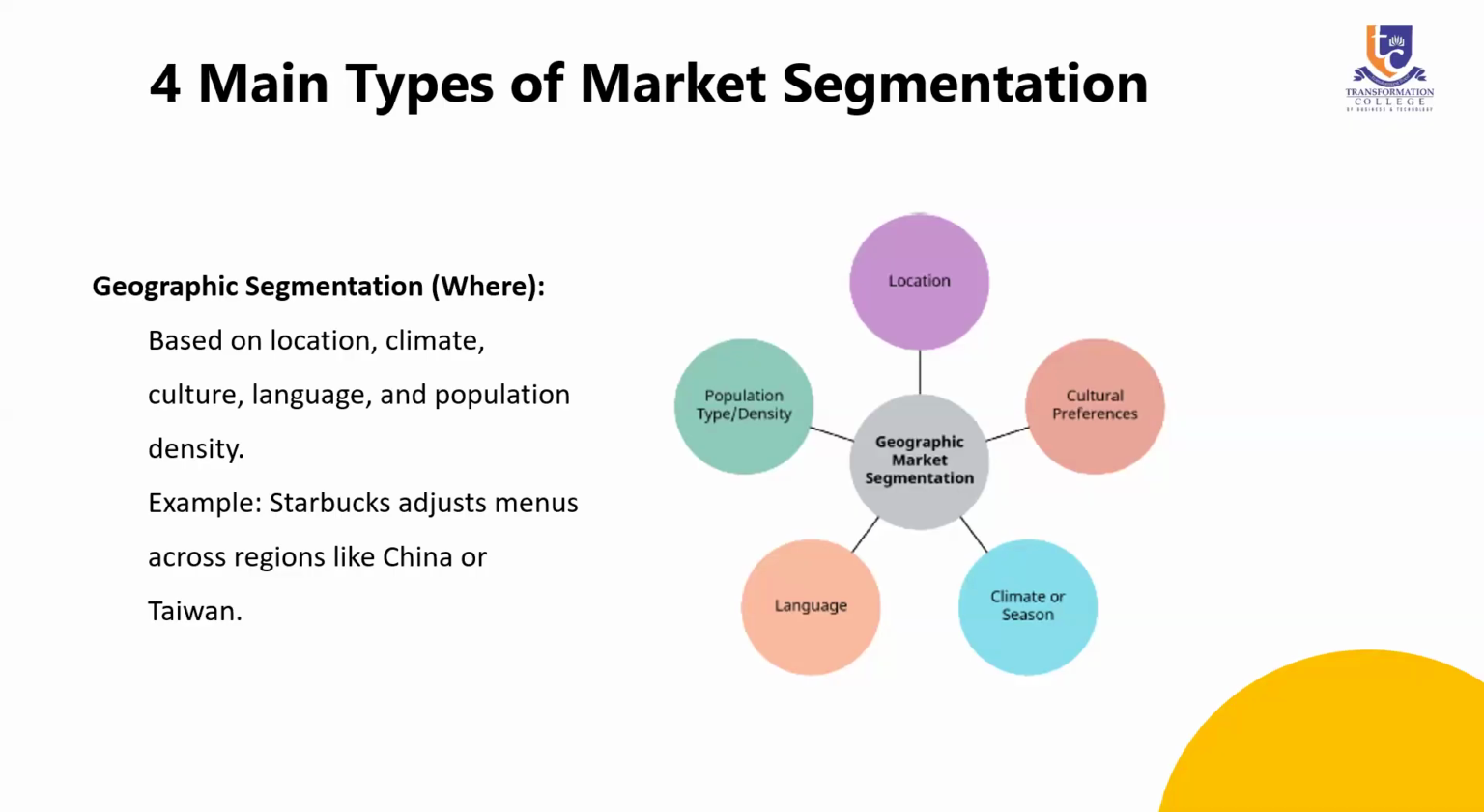This is Starbucks adjusting its menu across regions like China or Taiwan. Why? Can anyone tell me why Starbucks adjusts their menu across regions like China or Taiwan? Anybody? I need to be sure that people are actually here. What is Starbucks? What do they do? And why do they need to adjust their menus across China or Taiwan?